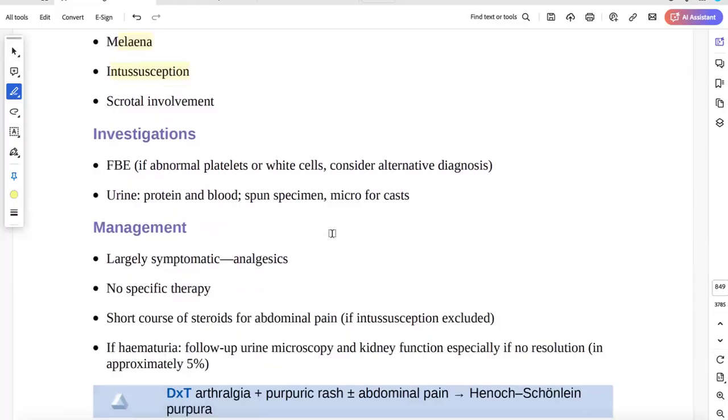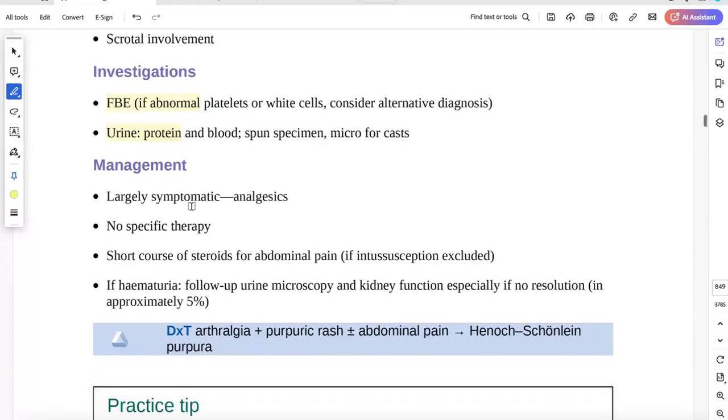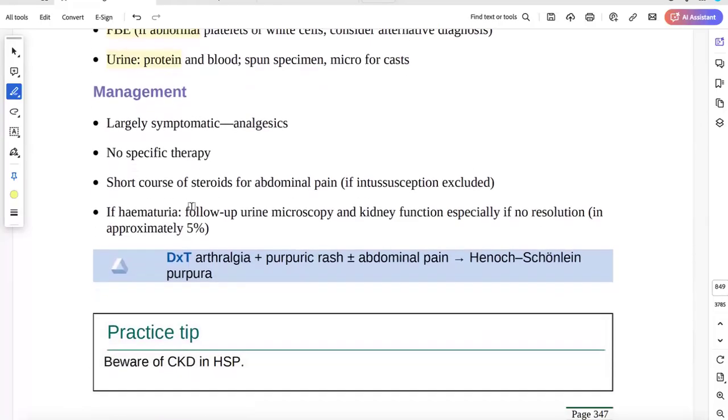So if we get a patient with this kind of symptom, our first investigation of choice will be a full blood examination. And if we find their platelet count is low, then we would not think of HSP as our diagnosis. Okay. And we can also check the urine for any blood or protein, because these patients develop hematuria. So we want to make sure that their urine doesn't have anything like that. The treatment is symptomatic. There is no specific treatment unless the patient has kidney involvement or abdominal pain.